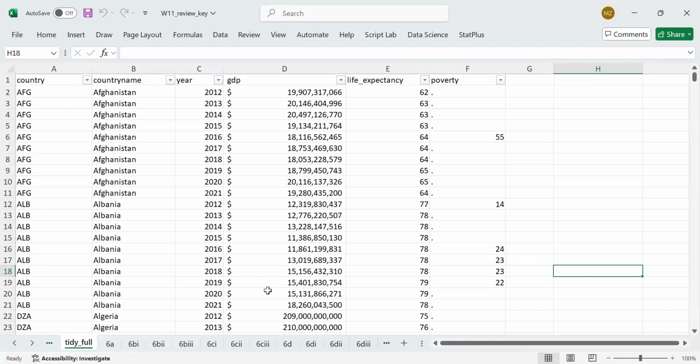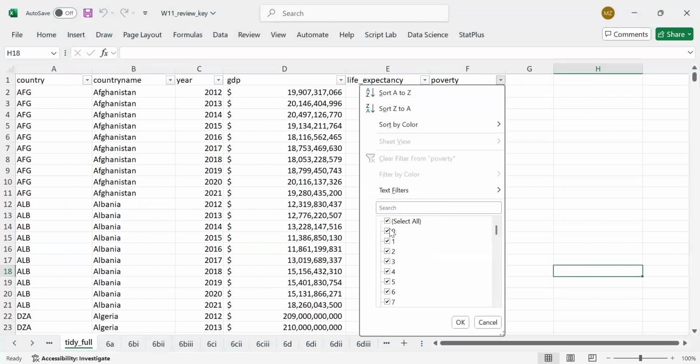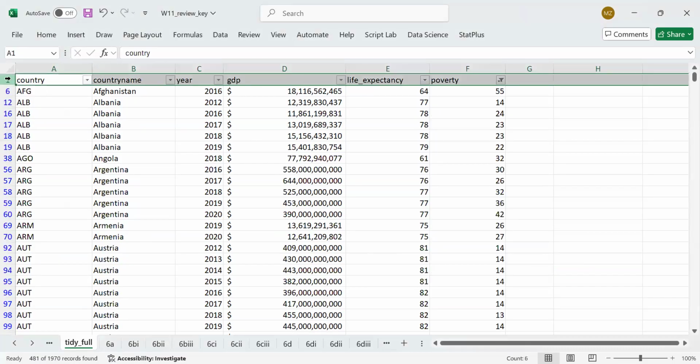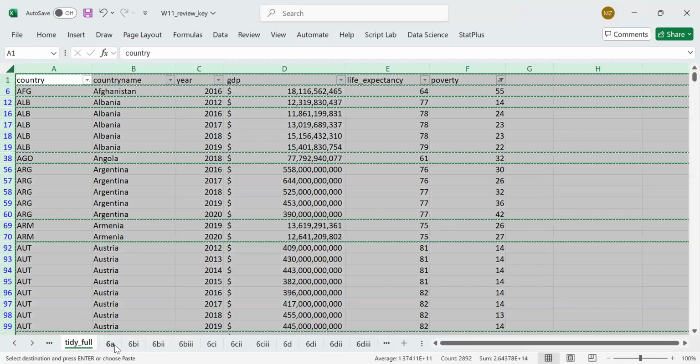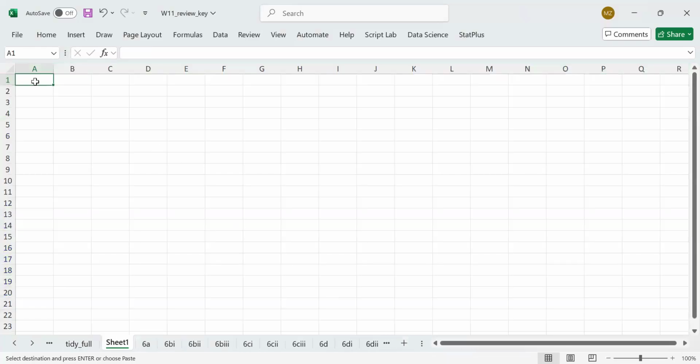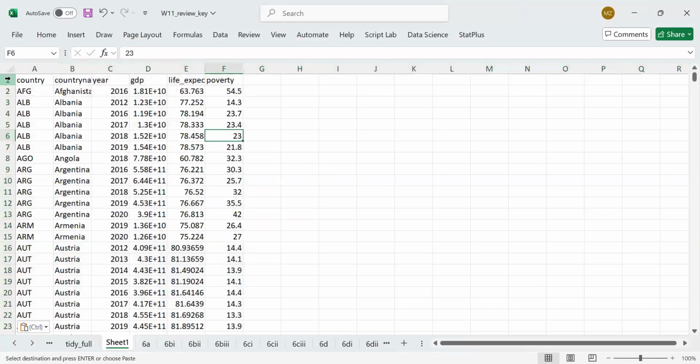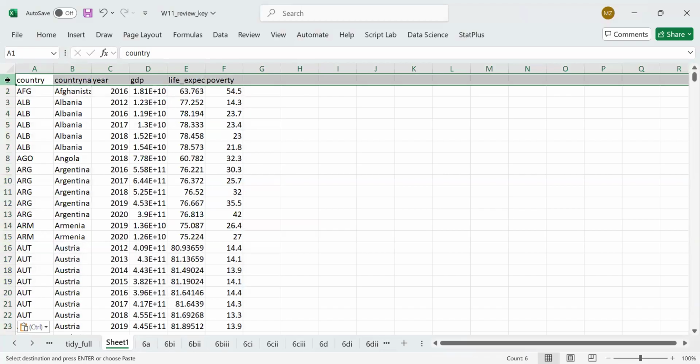Still something non-numeric though. Okay, so if you go to the tidy full, right, you can filter out the poverty here. I did filter the period, but it's still there. Okay, but you have to copy and paste the values. So you select all, copy, create a new sheet and paste them as values. Now you should have a new sheet, because if you run the regression on the filtered data, it's still going to consider those filtered-out values.